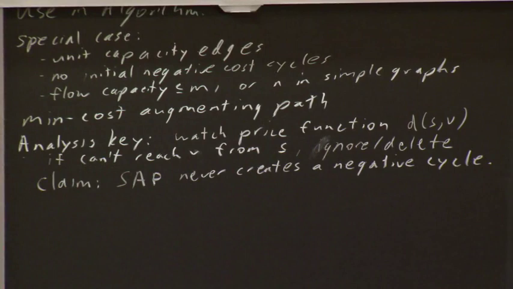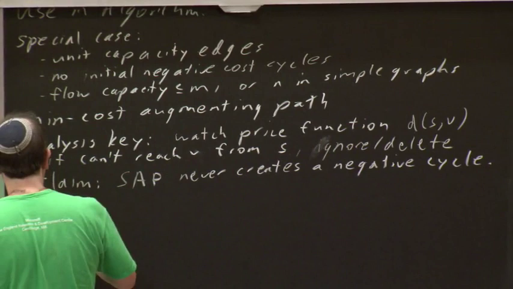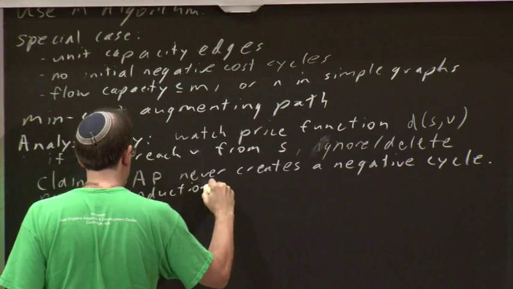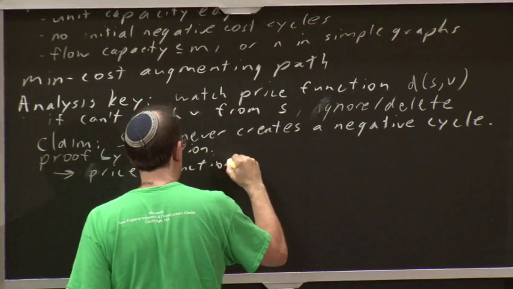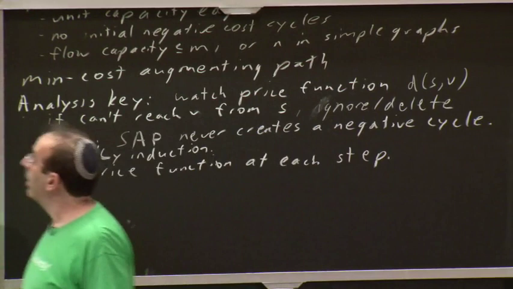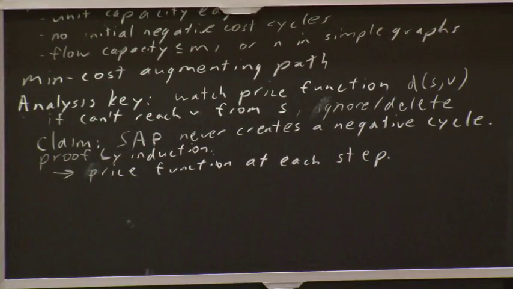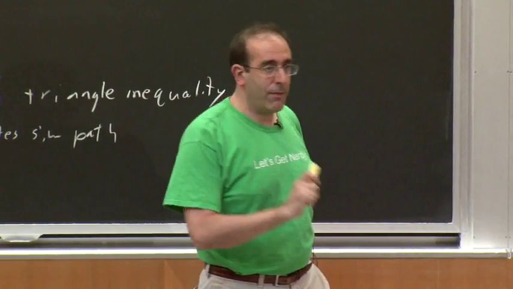And we're going to do a proof by induction. And given that, we are going to conclude that we have this price function at each step. Okay, so we're going to compute these shortest augmenting paths. We're never going to create a negative cost cycle. I still have to prove that to you. And as a result, at each step, we are going to have a price function.